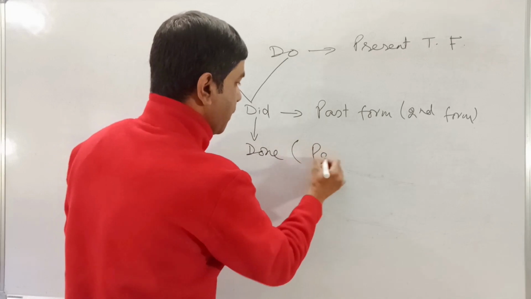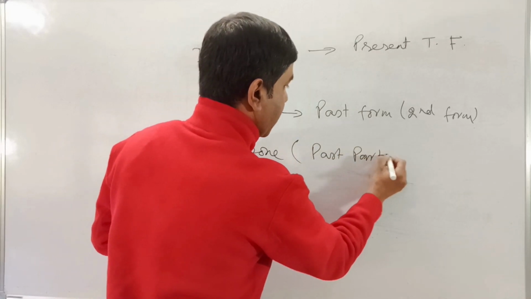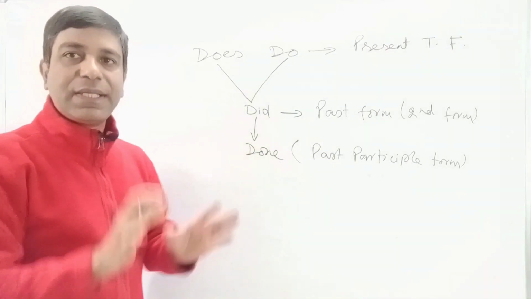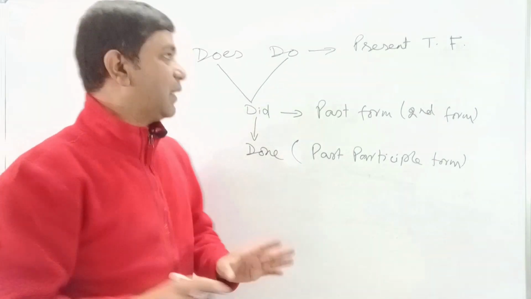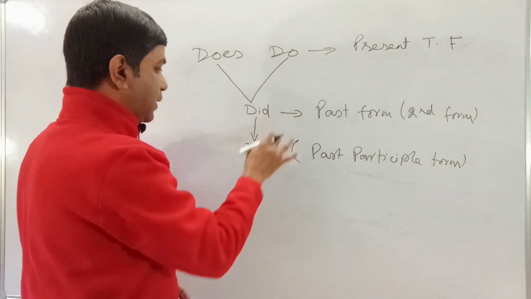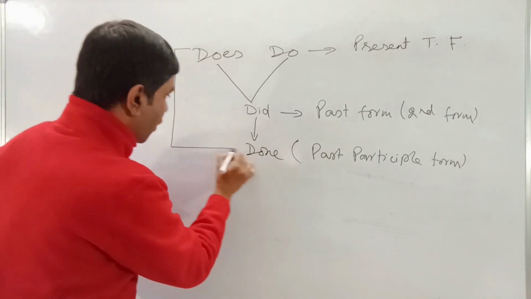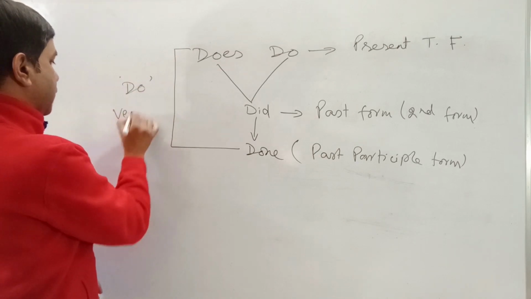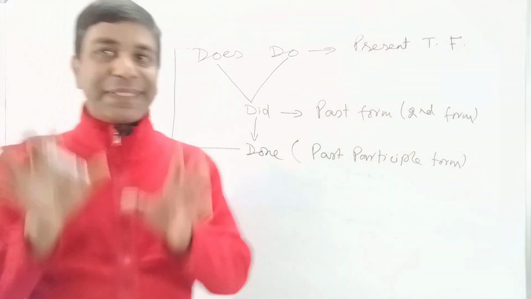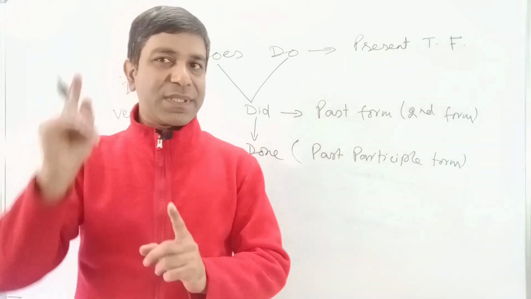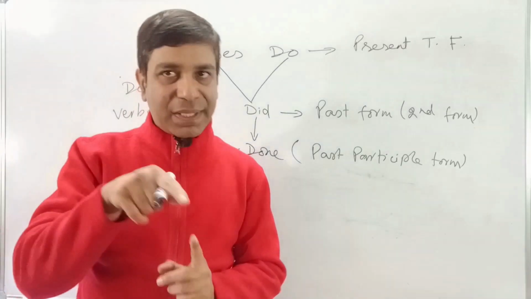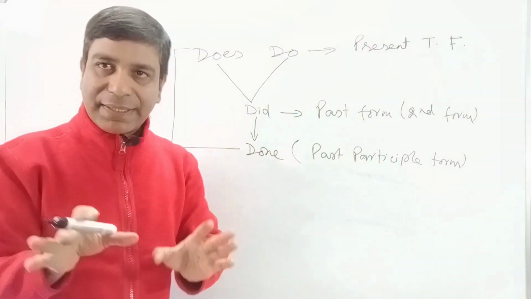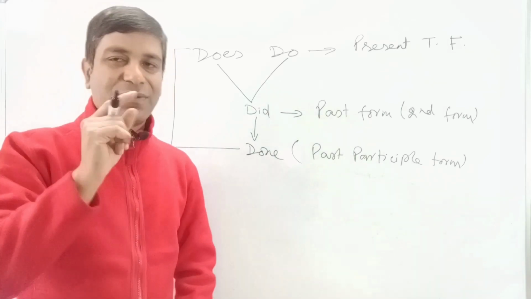So done is the past participle form of did. Now, do, does, did, and done, these verbs all together are called do verbs. So we have completed two verbs so far. One is be verbs, am, is, are, was, were, and been, and do verbs, that means does, do, did, and done. Now let's go to the next verbs.